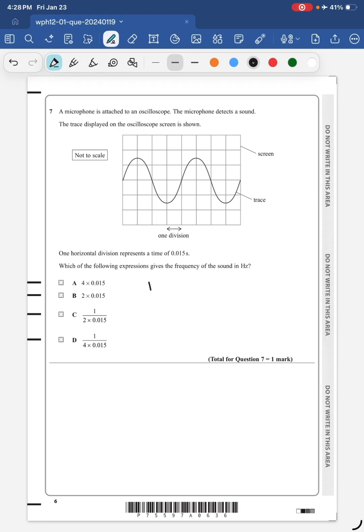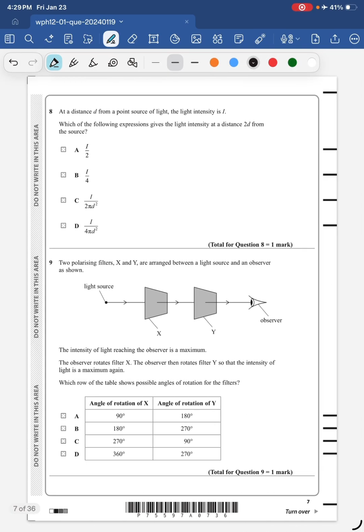Okay, so first of all, let's find the period. So how many squares make a period? 1, 2, 3, 4, right? From here to here. So 4 squares. So 4 times 0.015. Thus, the frequency is 1 over the period. So it's 1 over 4 times 0.015. And the answer is D. Okay? This was easier than the previous ones.